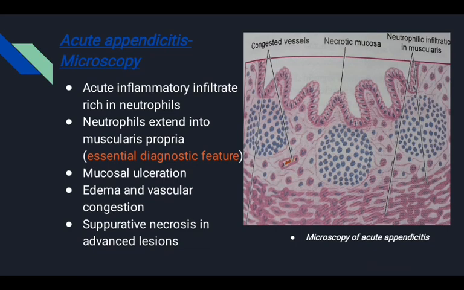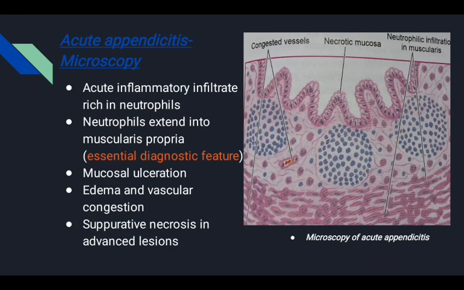We'll see microscopy of acute appendicitis. Here we can see acute inflammatory infiltrate of neutrophils. Neutrophils extend into the muscularis propria, which is an essential diagnostic feature. Mucosal ulceration, edema and vascular congestion, suppurative necrosis in advanced regions.